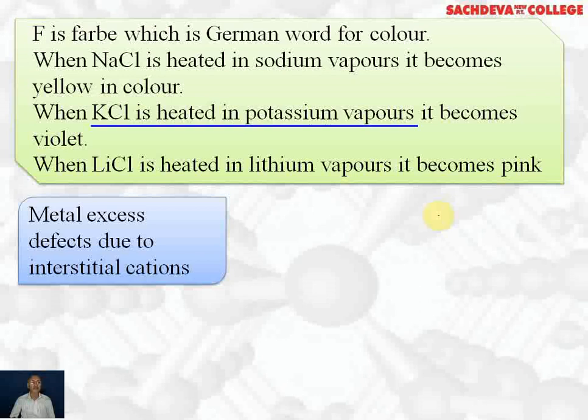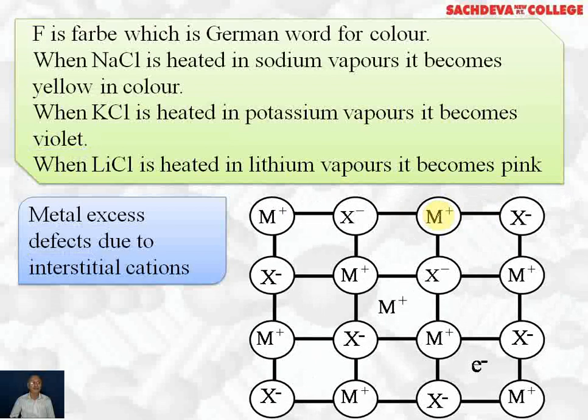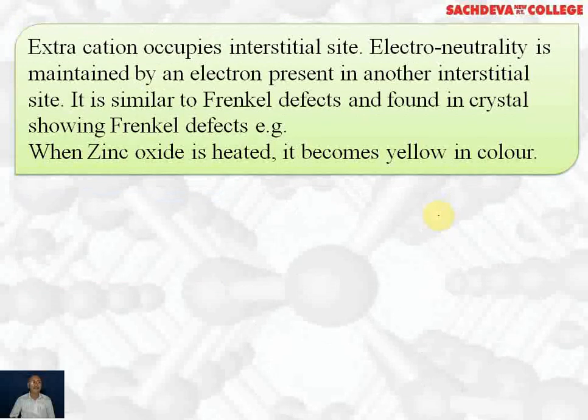Similarly, when potassium chloride is heated in potassium vapors, it becomes violet. And lithium chloride, when heated in lithium vapors, it becomes pink. Next, we are taking metal excess defects due to interstitial cations. See the example. If there is extra cation in the crystal lattice, this extra cation occupies interstitial site. Electroneutrality is maintained by an electron present in another interstitial site. It is similar to Frenkel defects and found in crystal lattice showing Frenkel defects.